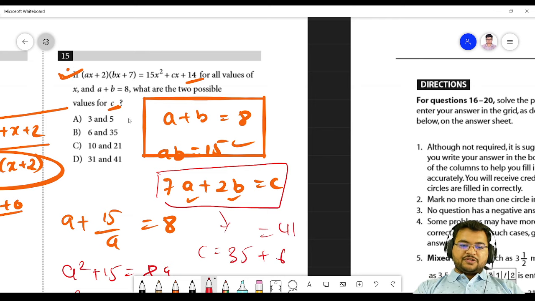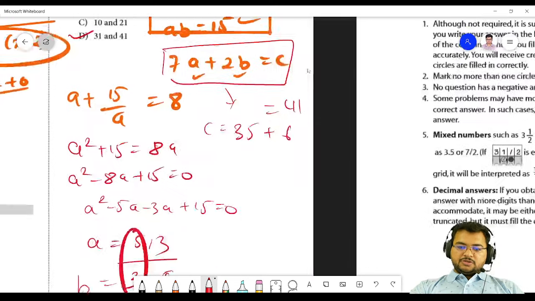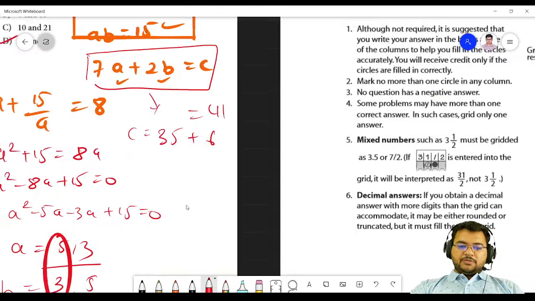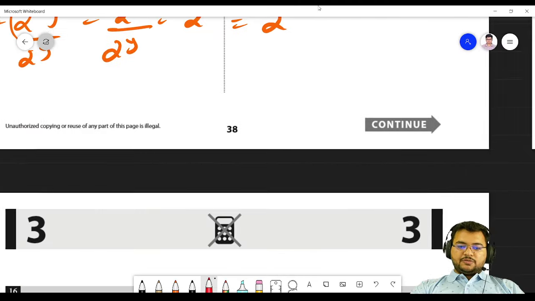Is 41 present in any option? Yes, D. So D is our final answer. Okay, so by this method you have to eliminate the other options, and then you have to solve.